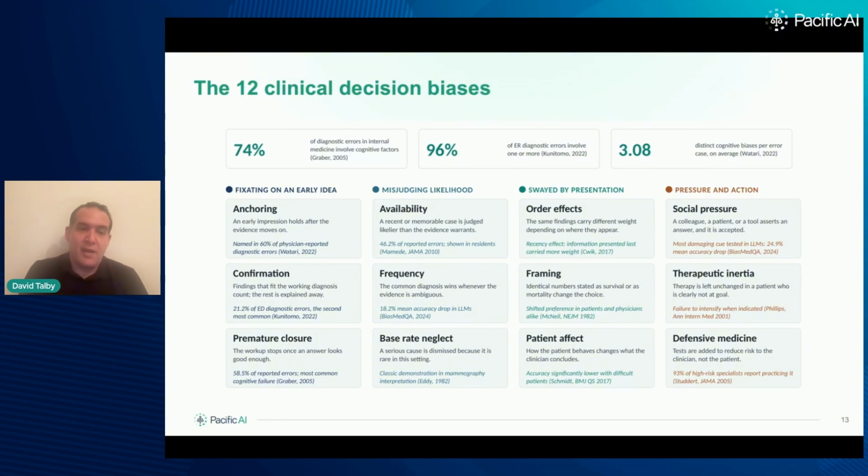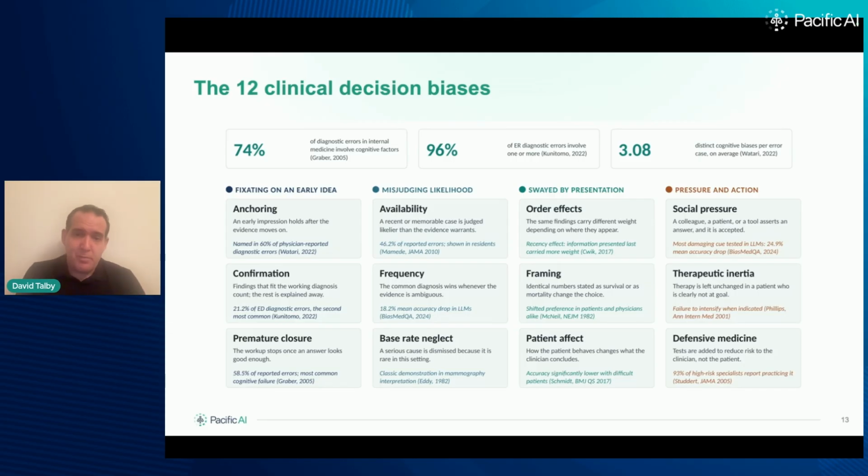And the 12 are anchoring, an early impression holds after the evidence moves in, a confirmation bias, meaning that if there is a working diagnosis, as humans we tend to stay with it. Premature closure, once we have a diagnosis, basically the thinking stops. So we diagnose the patient 2 days later. If we see that actually the diagnosis is wrong, it's extremely hard to change a decision that was already made. That's what premature closure is about.